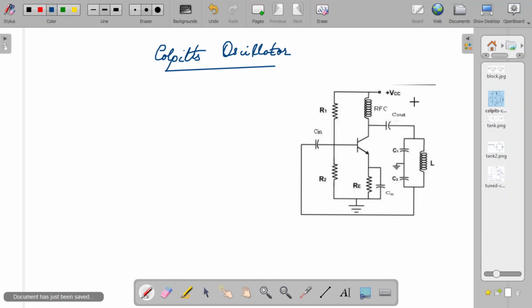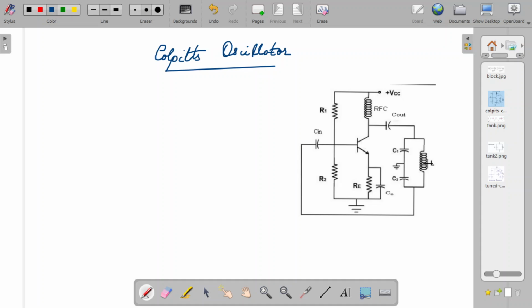Then you have, as usual, a coupling capacitor which bypasses the AC signal which you really require in the oscillator. Then you have the tank circuit. As in the case of a Hartley oscillator, it is kept between the collector and the base of the transistor. Here you have the inductance coil and the capacitance. As in any tank circuit, we always have an L and C combination in parallel to each other.